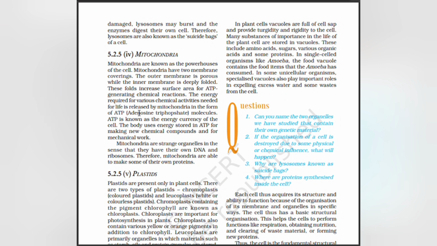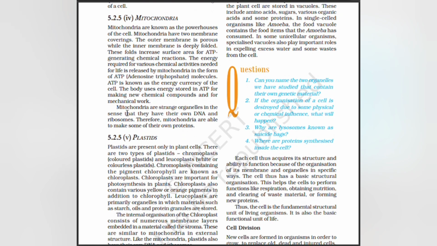The energy required for various chemical activities needed for life is released by mitochondria in the form of ATP, adenosine triphosphate molecules. ATP is known as the energy currency of the cell. The body uses energy stored in ATP for making new chemical compounds and for mechanical work.